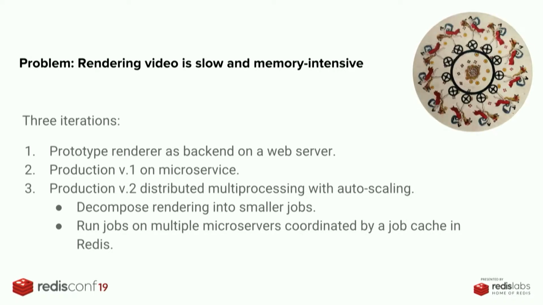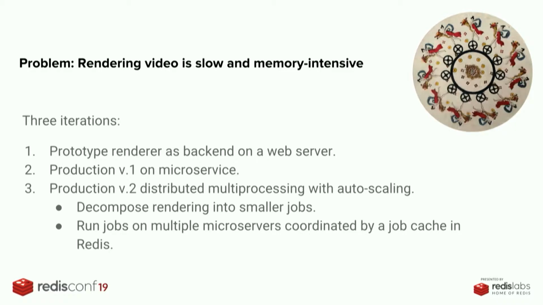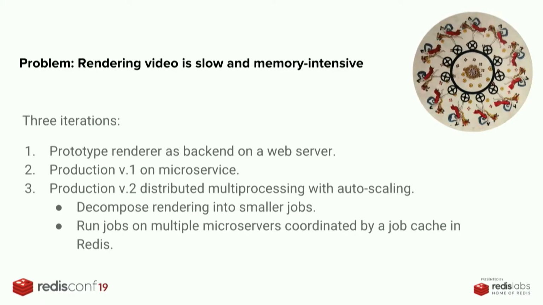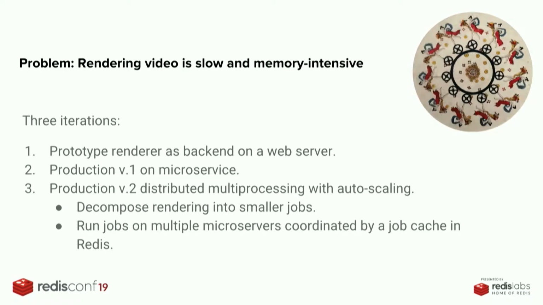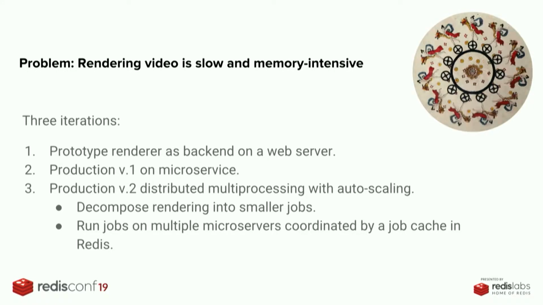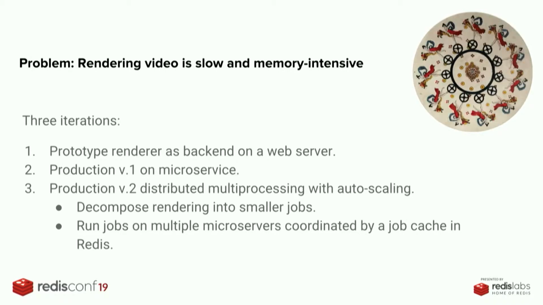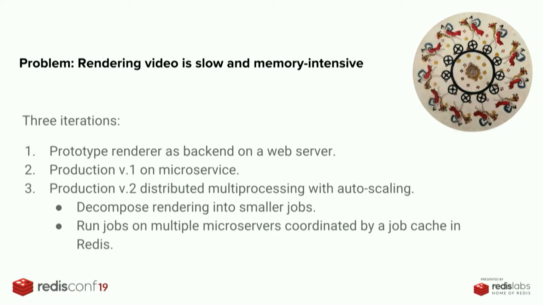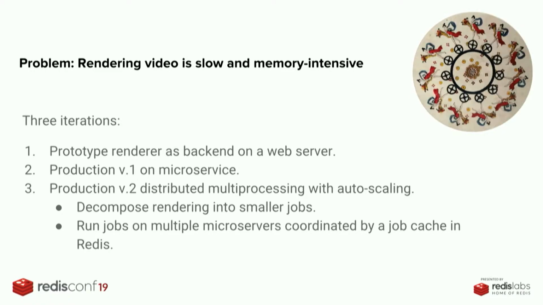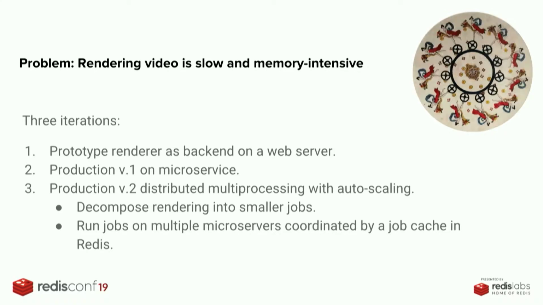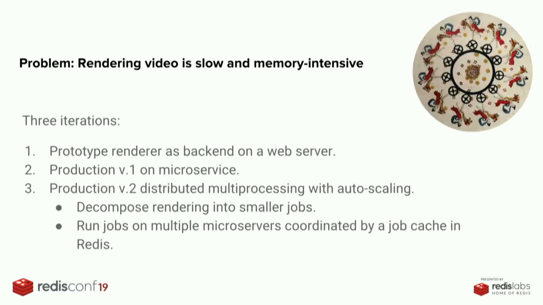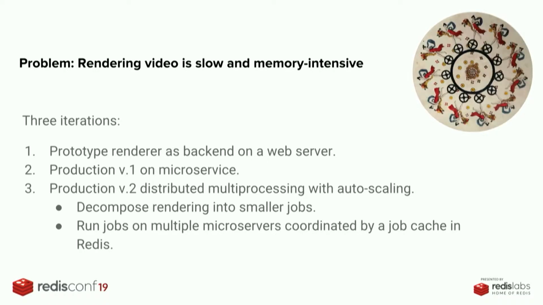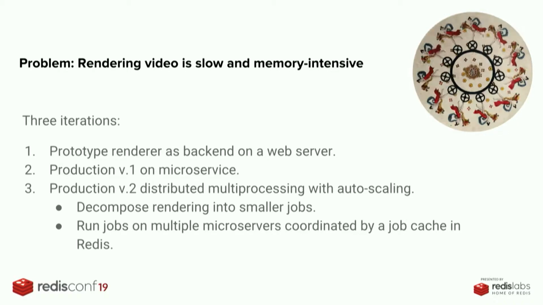So this talk is going to show how we iterated through the development process of building a prototype rendering engine as a back-end on a web server. We then went to production with a version 1, which was running in our microservice environment. And then we started to see over the course of 6 months or so, as our users started creating more complicated videos, that we needed to look into distributing the process across multiple servers and introduce auto-scaling into that as well.